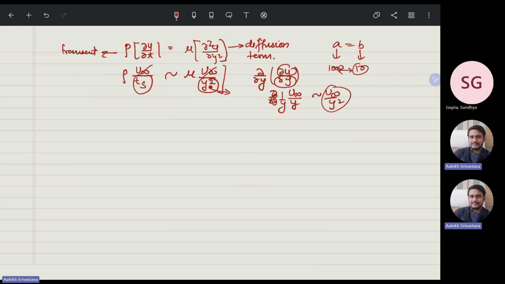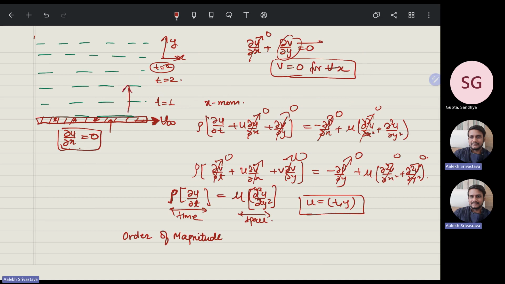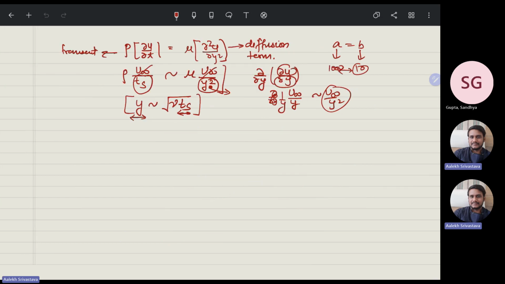So if I simply solve this, you will get y is of the order of magnitude of the square root of mu times ts. That means as time evolves, your y, that is, the point till which the velocity is felt, will increase, because the last layer has gained some velocity. This is the transfer of momentum. That means if I say, this is your velocity, this is your y.